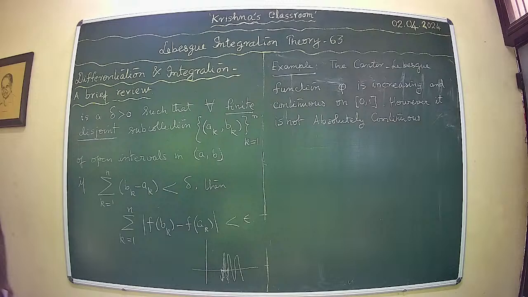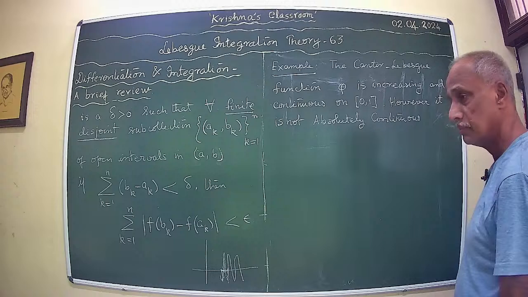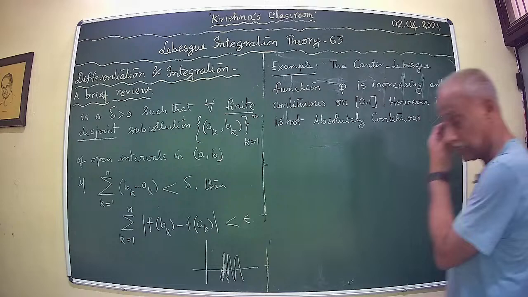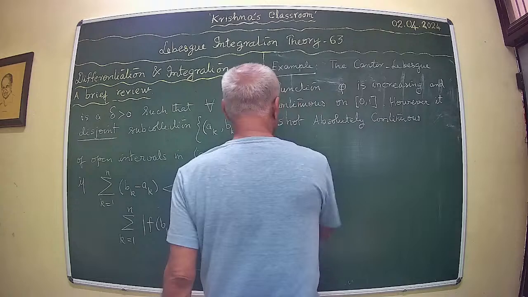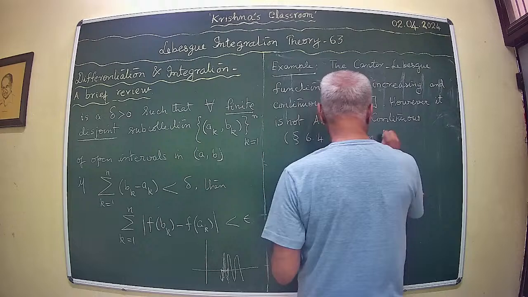And you see that this function is automatically a function of bounded variation on [0, 1], and therefore all the consequential properties of functions of bounded variation follow. But this is not an absolutely continuous function. So, this is an example of a function which is of bounded variation but not absolutely continuous. It is also a continuous function. So, you can look into article 6.4 of Freudenthal. There may be other books also discussing this.